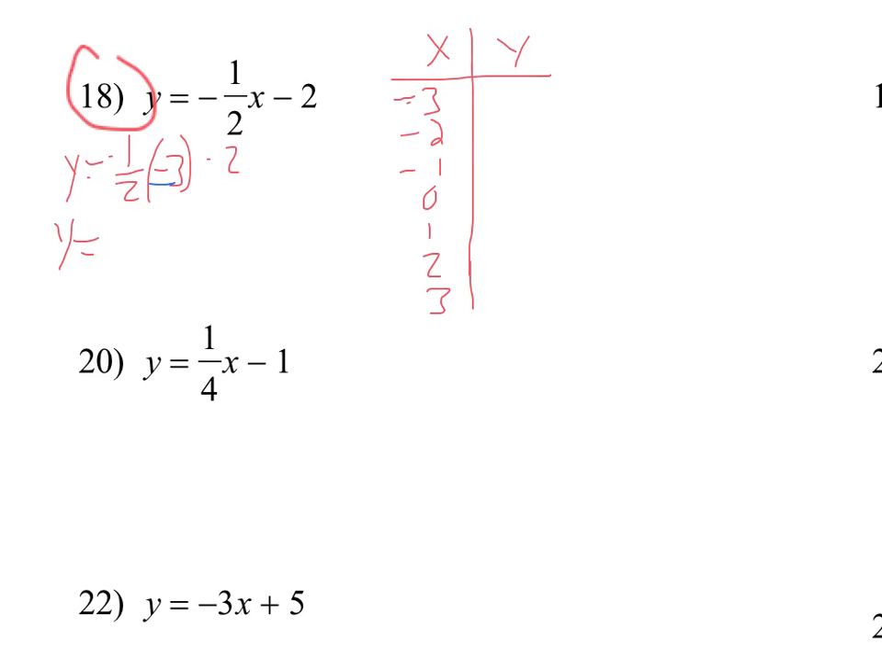Now, -1/2 times -3 is the same as multiplying it times a -3/1, and that's top times top, bottom times bottom. So we would just get a +3/2 minus 2. And 3/2 minus 2, well, 3/2 is 1.5 if you want to look at it that way, minus 2 would then give you -1/2 or -0.5, however you want to write it.